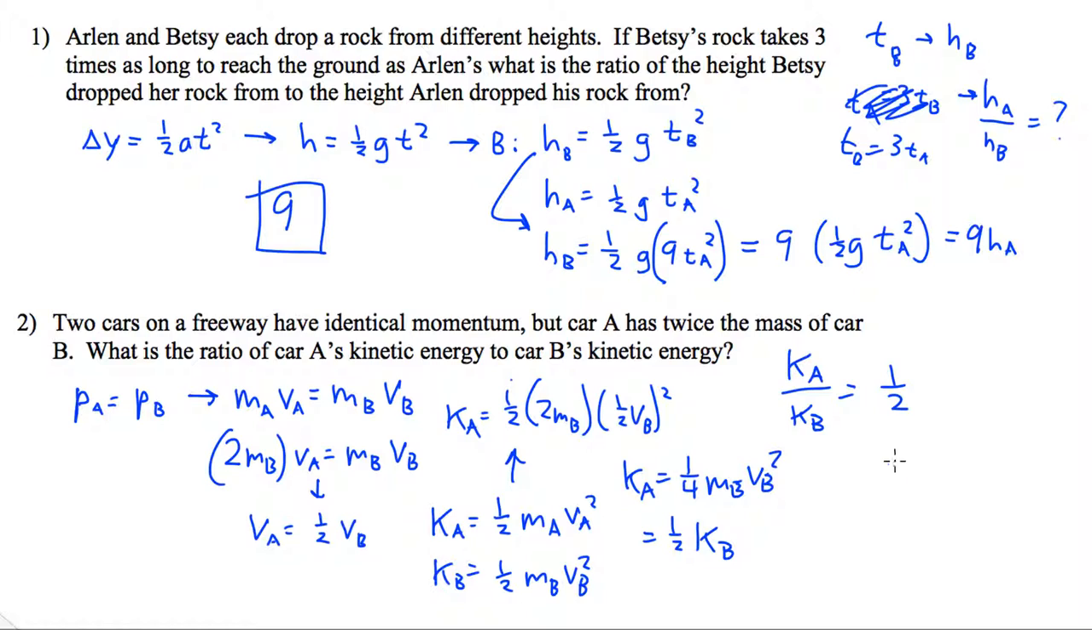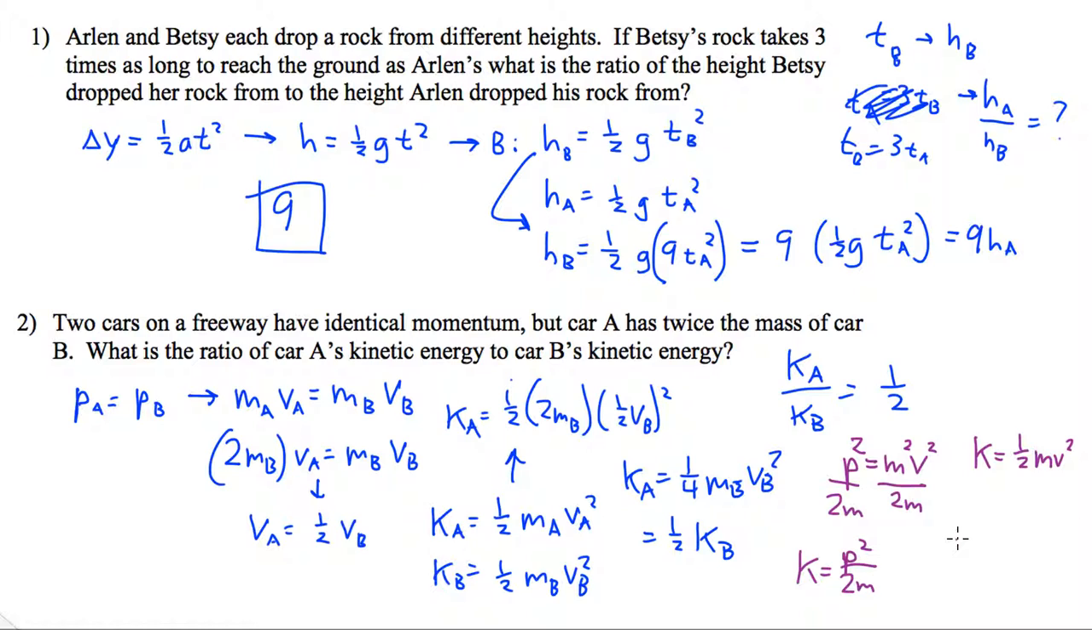Another way you could have done this, which I will just show you briefly in purple, is you could have said momentum is mass times velocity, and kinetic energy is 1/2 mv squared. Let's suppose we wanted to get velocity out of there. If you take p squared, you get m squared v squared, and to get that to be kinetic energy, you divide by 2m. So kinetic energy is equal to p squared over 2m.